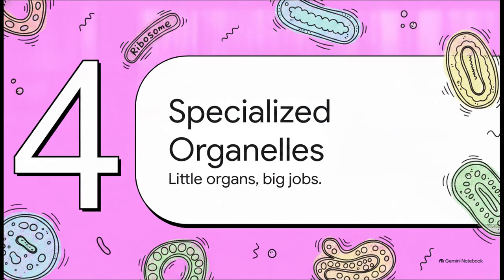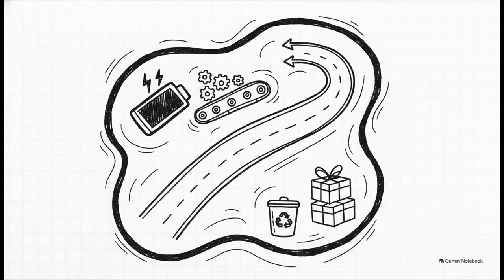That brings us to part 4, the specialized organelles. These are the little organs performing highly specific jobs. So, now that we have the basic layout, let's explore the tiny structures suspended inside that jelly-like cytoplasm. These are called organelles, which translates to little organs. You can kind of think of these organelles like specific departments in a highly efficient factory.